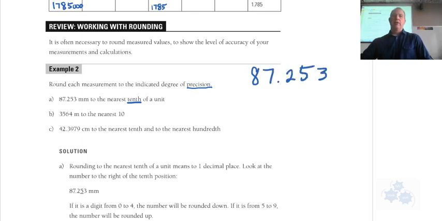87.253. So first of all, this is the tenth, right? This is the tenth. What's this one called? May I remember? What's after the tenth unit?